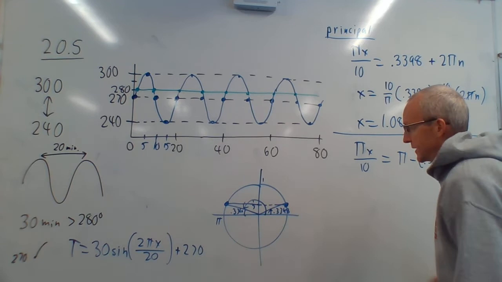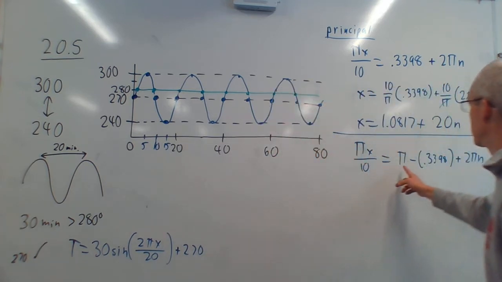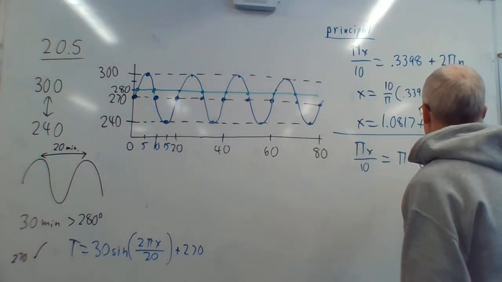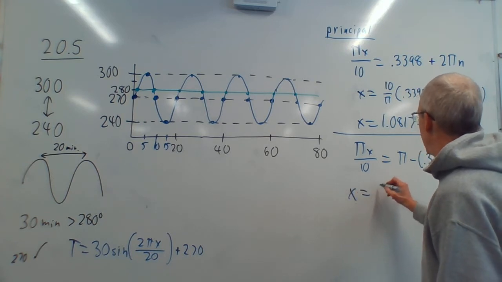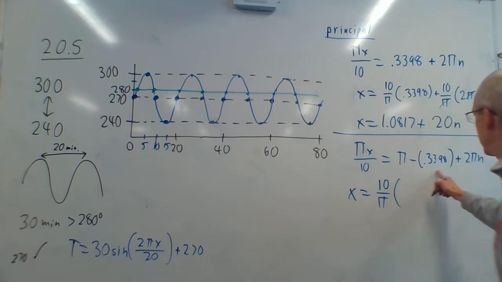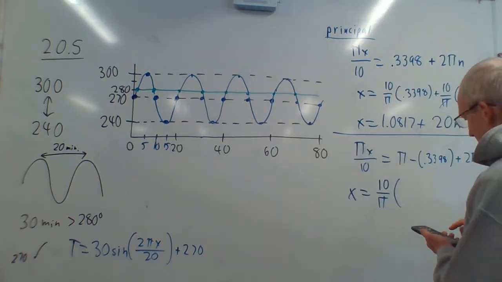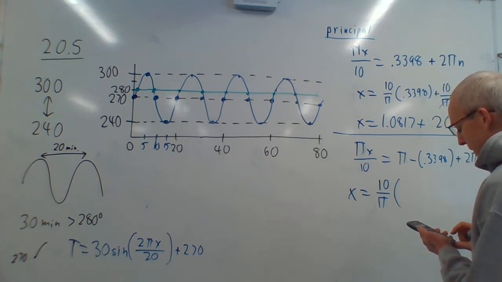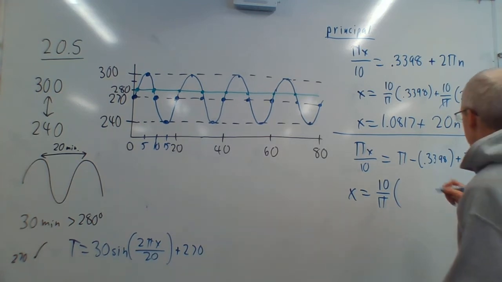So I always like to do that to make sure, but once you've done that a lot, you just remember the symmetry solution is always pi minus what your calculator gives you. Okay, so then we do the same thing. X then is 10 over pi times that number. So what's pi minus 0.3398? Pi minus 0.3398 is 2.801. Oh, that's practically 2.8.